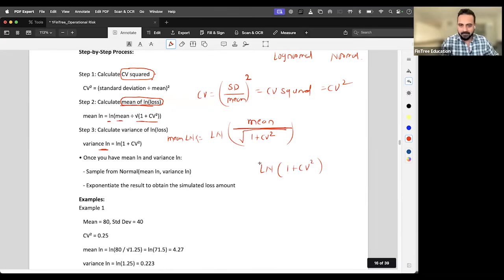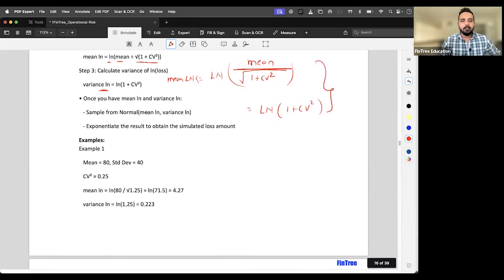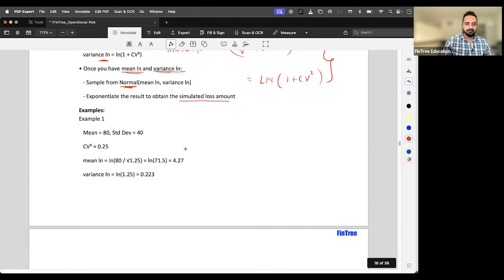Okay, so two formulas, you need to memorize them. This is testable, but we'll practice a lot of questions so that you build muscle memory around it. Now, once you have mean ln and variance ln, then you build a distribution from it, right? Because at the end of the day, you know that mean ln and variance ln is normally distributed. So you can pick up one random value from the normal distribution and then you can simulate your losses. Okay, let me show you how.